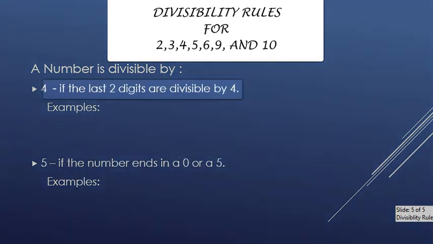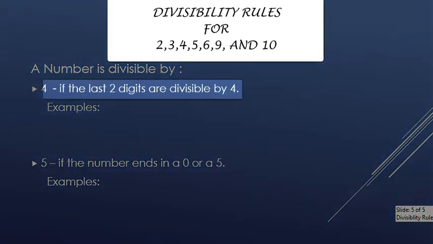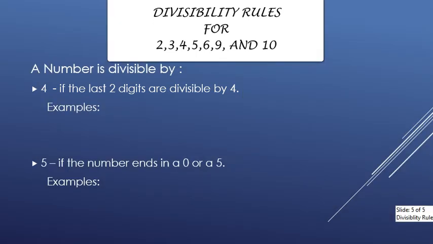What about the number 4? The rule for if a number is divisible by 4 is if the last two digits are divisible by 4. So let's look at a large number. Let's say we have 6,832. All you need to do is look at that 32. Is 32 divisible by 4? Yes. And so therefore, 6,832 is also divisible by 4.